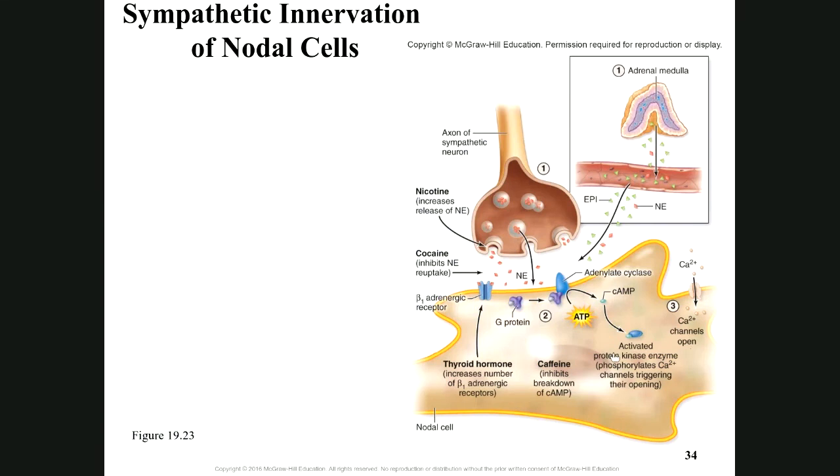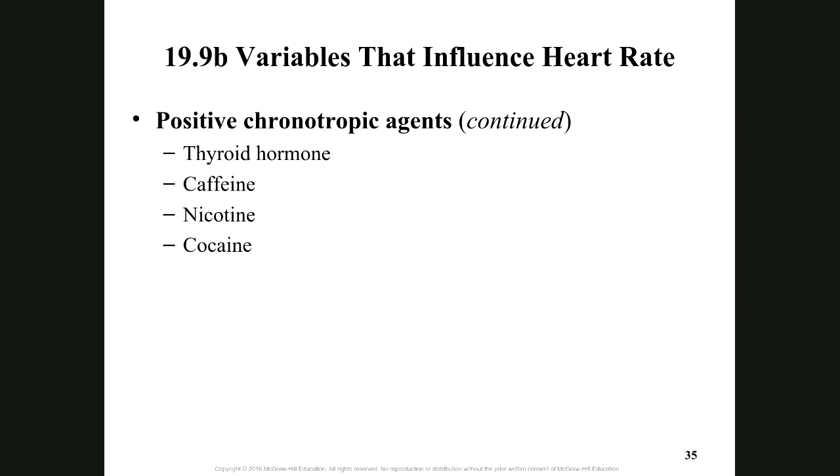And different hormones can work the same as epinephrine and norepinephrine, like our thyroid hormone, caffeine, nicotine, and cocaine. All of them are positive chronotropic agents. All of them can increase the heart rate, and you can see the list of positive chronotropic agents here: thyroid hormone, caffeine, nicotine, and cocaine.